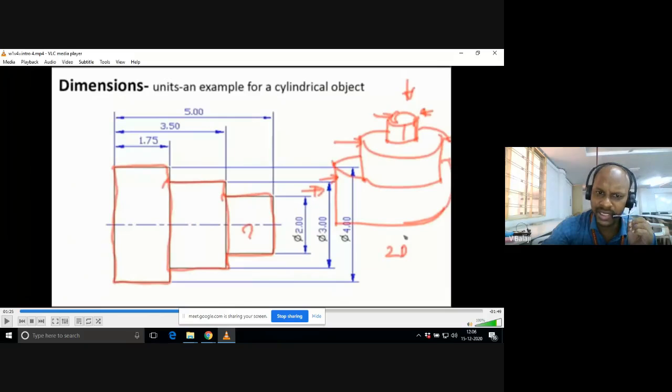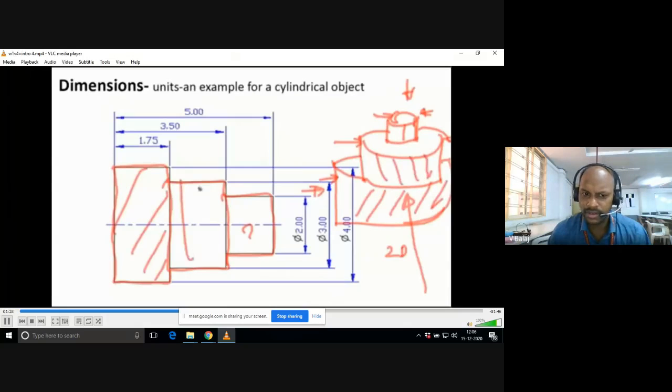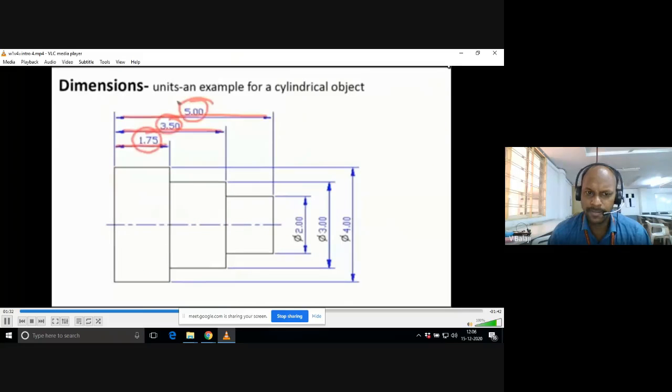There is no diameter there. But in the other view, I am using the phi symbol, showing that the smaller cylindrical portion has diameter 2 units, the other 3 units, and the last diameter 4. Three different diameters are there. Like this, you need to use it whenever cylindrical curves are there in the given diagram. Understood clearly?